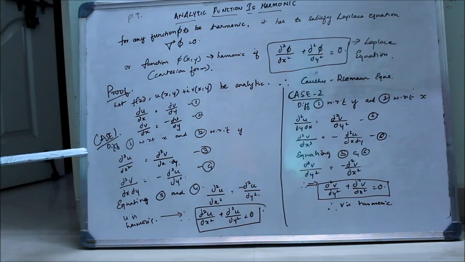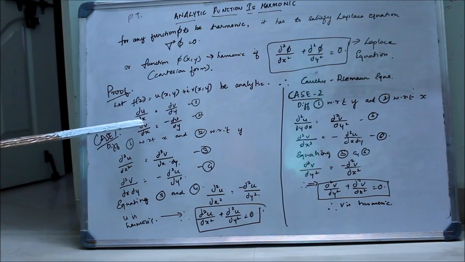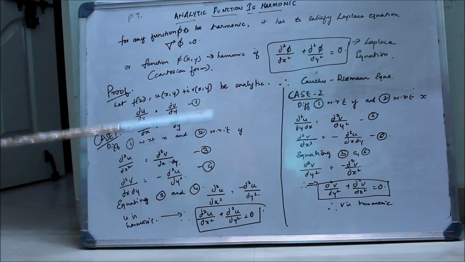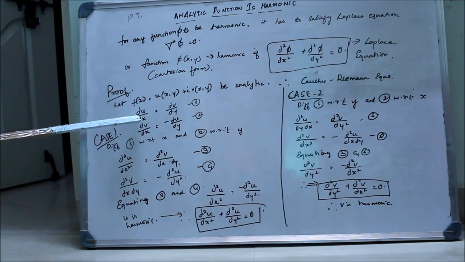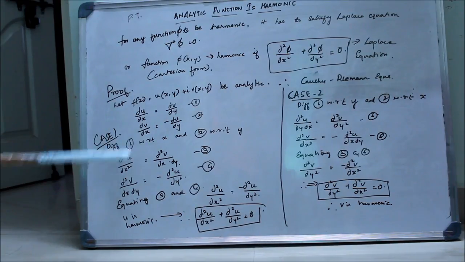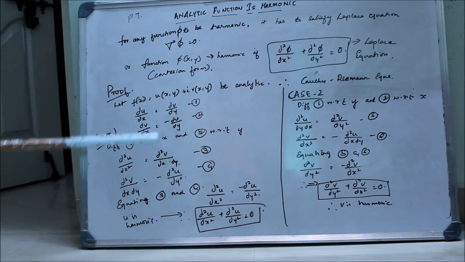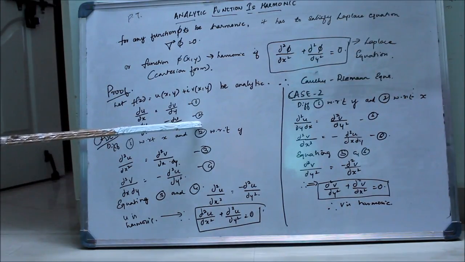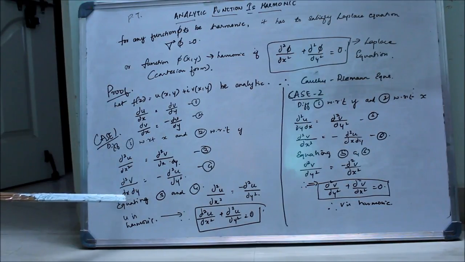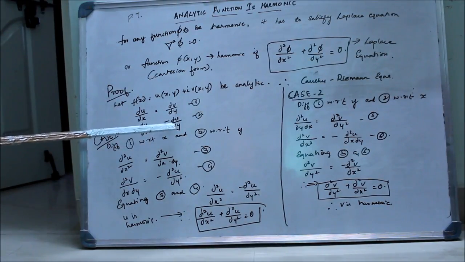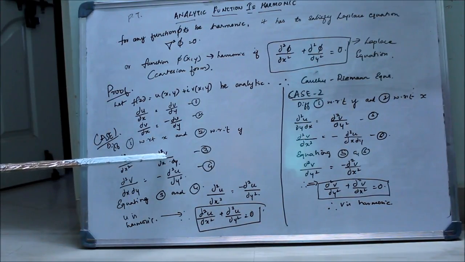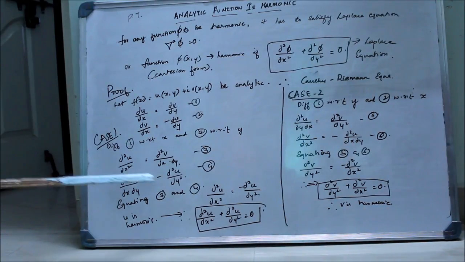Now coming to case 1, we differentiate the first equation with respect to x and the second equation with respect to y. So when we differentiate the first with respect to x, we get del square u by del x square is equal to del square v by del x into del y. That we call equation 3. When we differentiate equation 2 with respect to y, we get del square v by del x into del y is equal to negative of del square u by del y square. Now we can see that the mixed derivatives are the same, so these two will be equal.